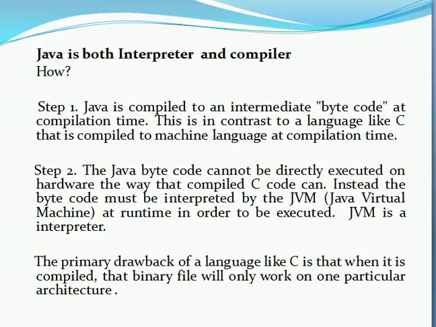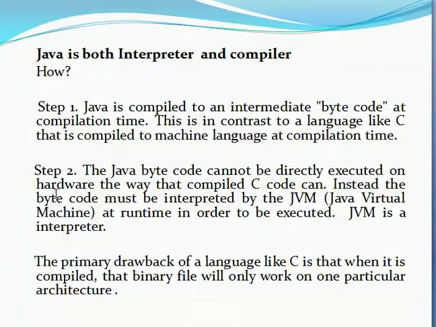Then, what is Java? Is it an interpreter or a compiler? Java is both an interpreter and a compiler. How? In step 1, Java is compiled to an intermediate bytecode at compilation time. It is like the C language. A Java program, first you need to compile. Then it will convert into machine language. This is in contrast to a language like C that is compiled to machine language at compilation time.